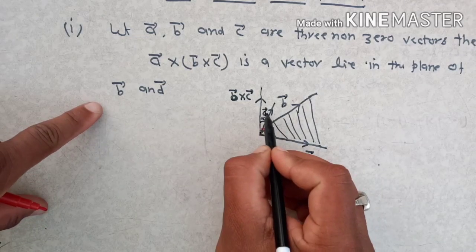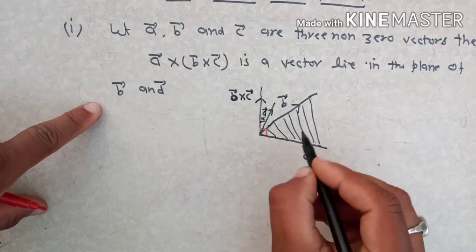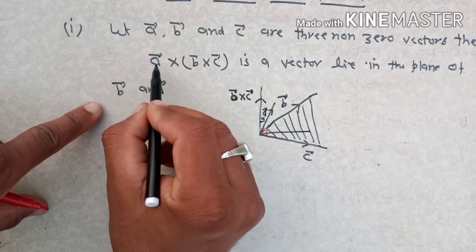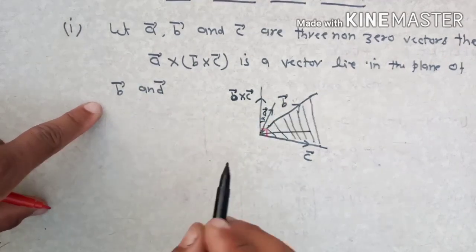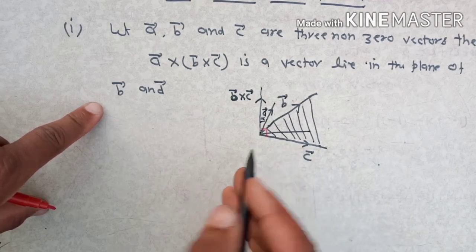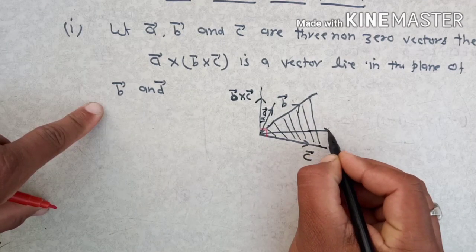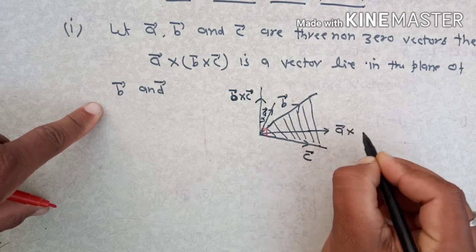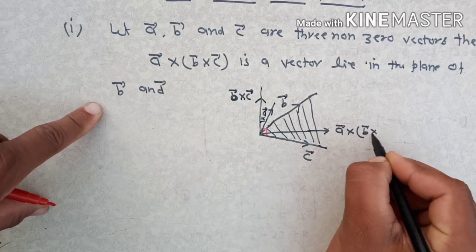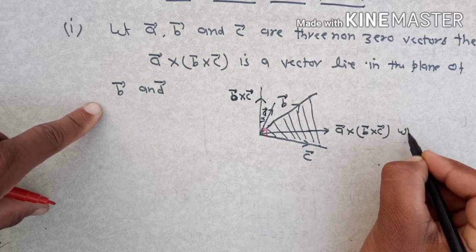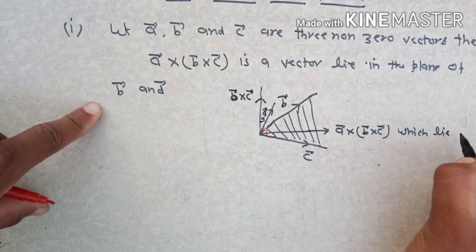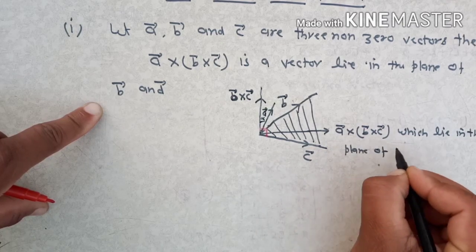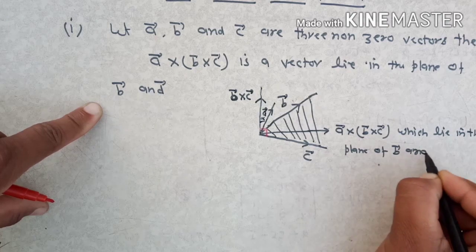So the cross product of vector A and vector B cross C lies in this plane, because the cross product of two vectors is a vector perpendicular to both vectors. So this is the product of vector A cross B cross C, which lies in the plane of vector B and vector C.